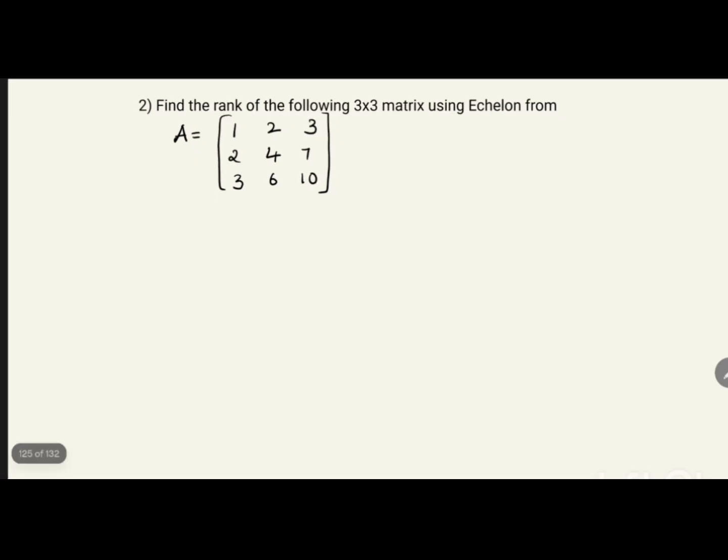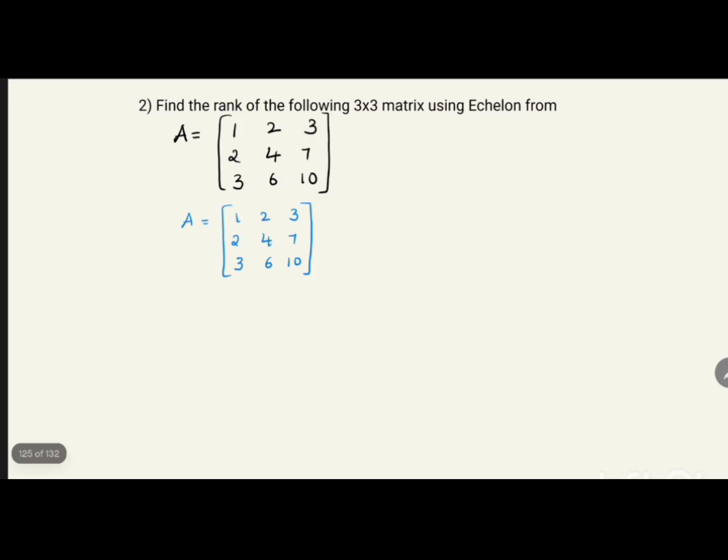Now coming to the second problem, we have to find the rank of this 3 by 3 matrix using echelon form, and we have to make use of the same concept here. So first I am writing down the matrix again. A is equal to 1, 2, 3, 2, 4, 7, 3, 6 and 10. What is the first step? First step is A11 should be 1. So it is already 1.